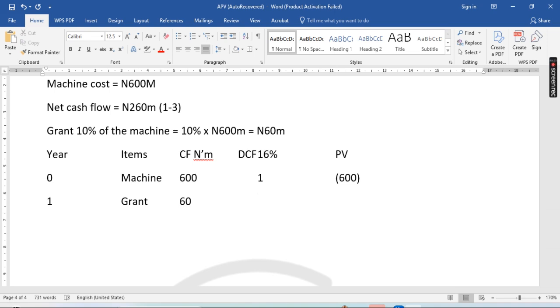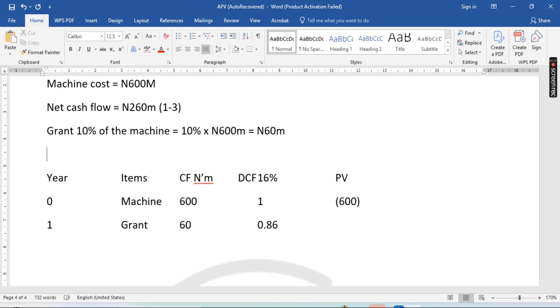This discount factor now, what will be the number of years? It's 1 year now. 0.8621. Let's just leave it as 2 decimal or 3 decimal. Let me show it here. DCF is equal to 0.8621.